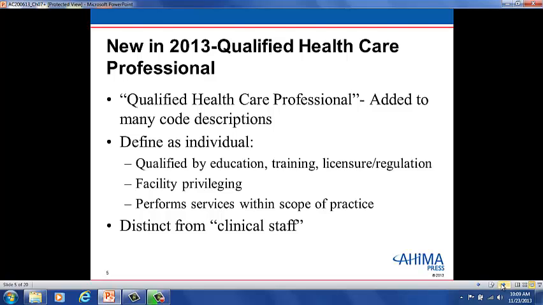In 2013, a qualified healthcare professional was described as anyone who has qualified by education, training, or licensure or regulation, has a facility privilege, and performs services within the scope of practice. It is not clinical staff. It is an actual qualified healthcare professional. This could be a nurse practitioner or a physician assistant or other qualified health professionals.